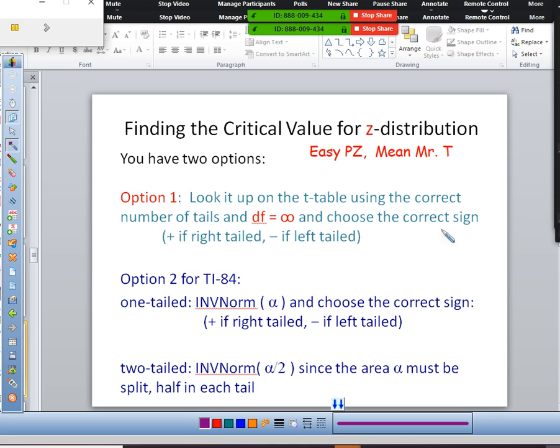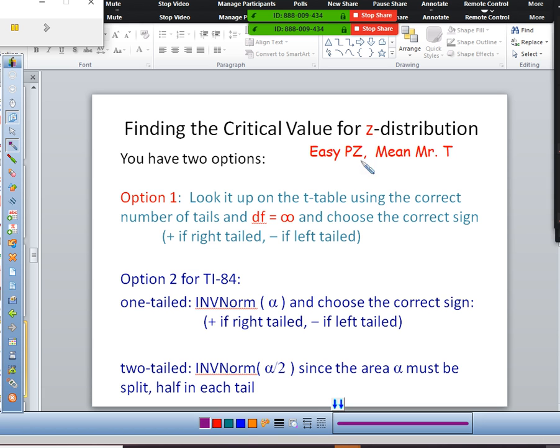I said use the Z when it's a sample. Well, you're always going to have a sample. I know it gets confusing. You're always going to have a sample, but like Gina said, easy peasy, use Z's for proportions. Mean, Mr. T, means you have a mean, you use T.